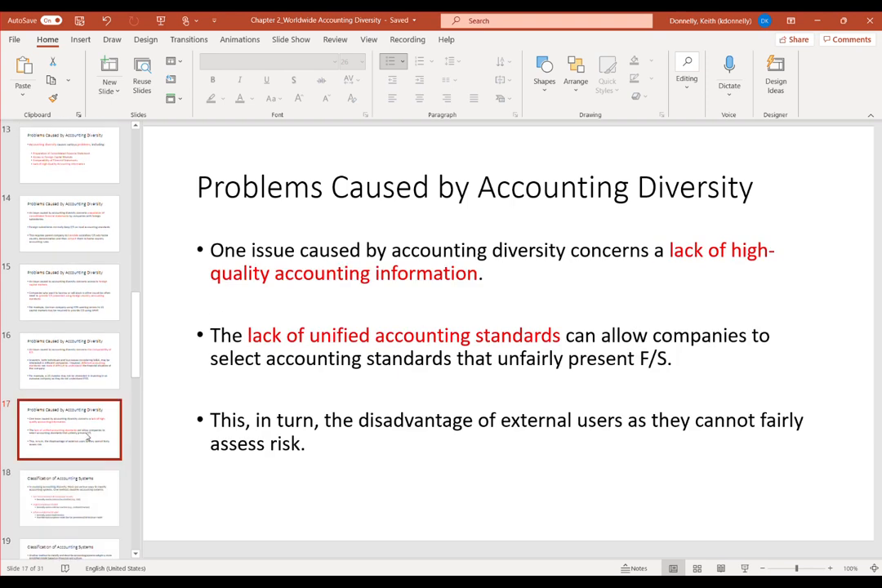And in the same vein, right, we can have a lack of information. Right? There's a lack of high quality accounting information. So basically, there's no unified standards here, right? Generally we have GAAP, generally we have IFRS, but it's not like we have one set of rules that can help guide us. So again, we can't fairly assess risk if we're looking at companies outside of our home jurisdiction because we'd be unfamiliar with those financial statements.